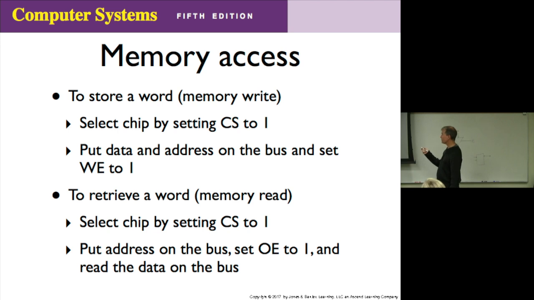So here's how we do memory access. To store a word, do a memory write. We select the chip by setting CS to 1. We put data and addresses on the bus, and we set WE, write enable, to 1. To retrieve a word, memory read. We select the chip by setting CS to 1. We put the address on the bus. We set output enable to 1, and we read the data on the bus. All right, so that's what we had said before.